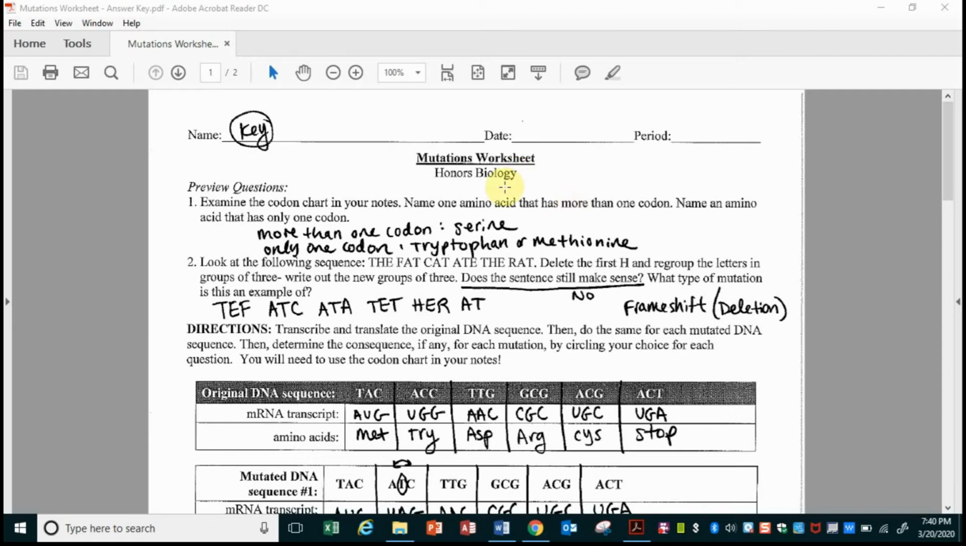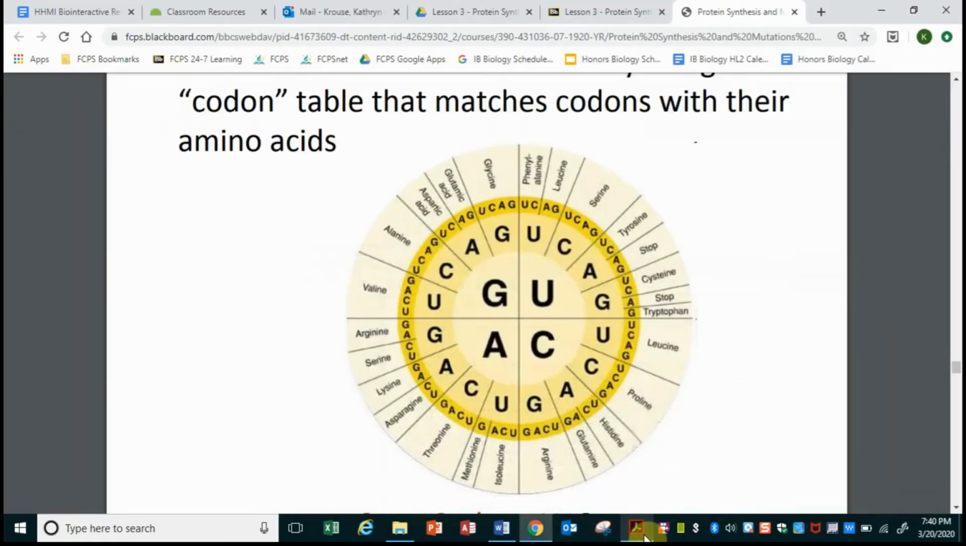associated with it. So when I went to my codon chart here, I was able to see that the codons UCU, UCC, UCA, and UCG all code for the amino acid serine. So that's why I chose that one, although there are many other correct answers.